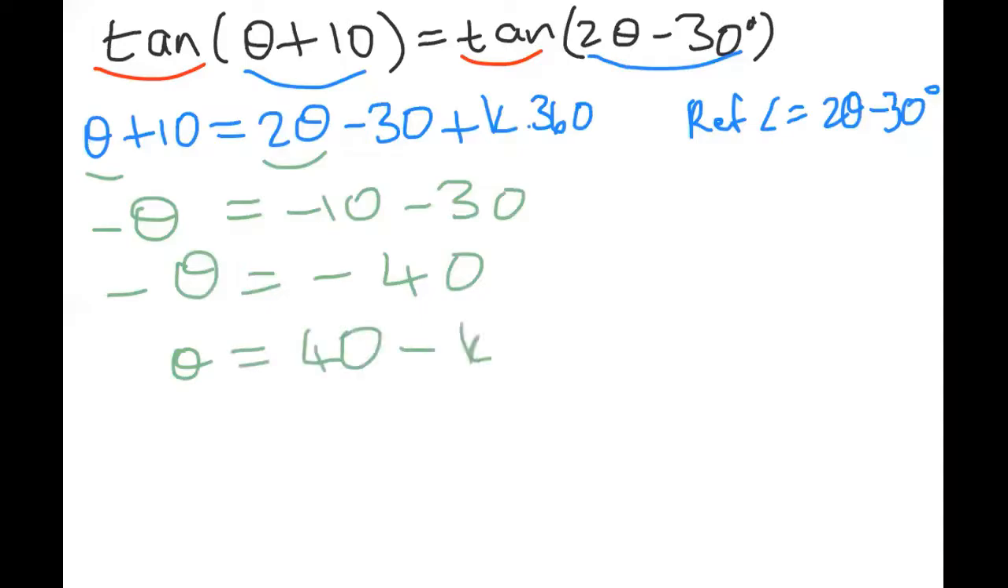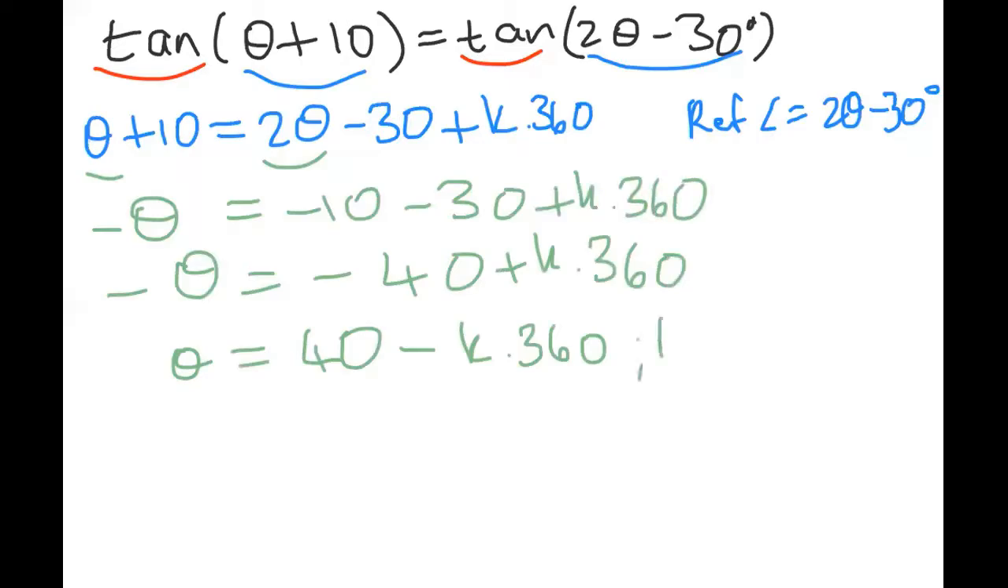Never forget this part over here. You should actually write it down all the time: plus k. If I forget to write it down, just don't forget. You just write it down all the time and say k is an element of all the integers. You must just write it all the time, but you know it by now. Okay, so I have theta is 40.